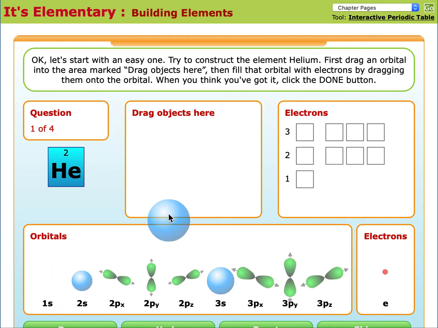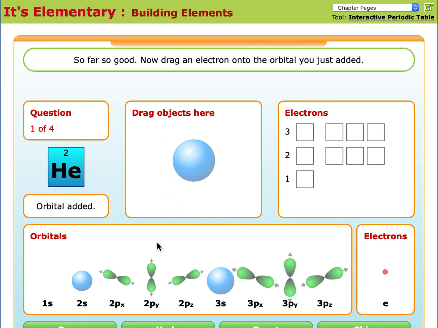So for a helium atom, we know the first orbital that we would put electrons into is a 1s. And we know it has principal quantum number 1, so it's pretty small, and it's an s, so of course it's shaped like a sphere. And we know that 2 electrons would go inside of this orbital.